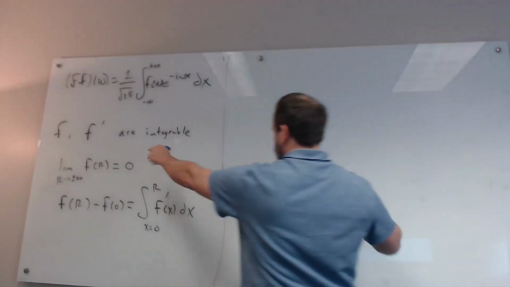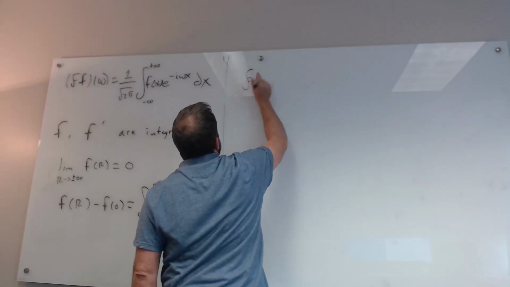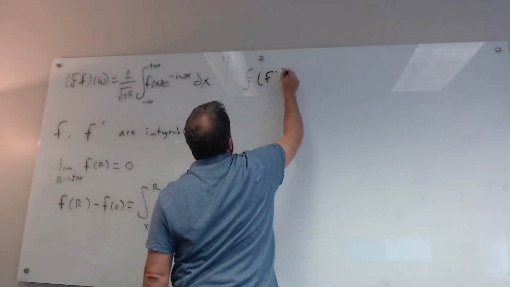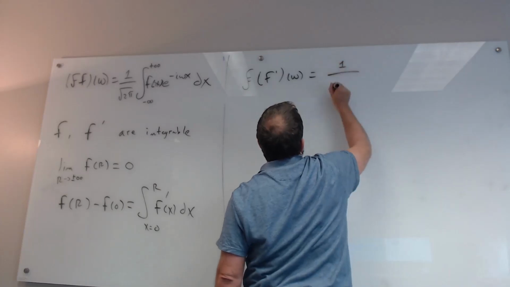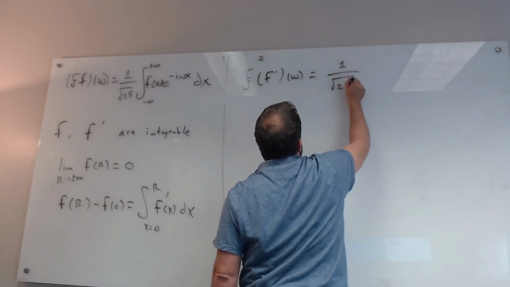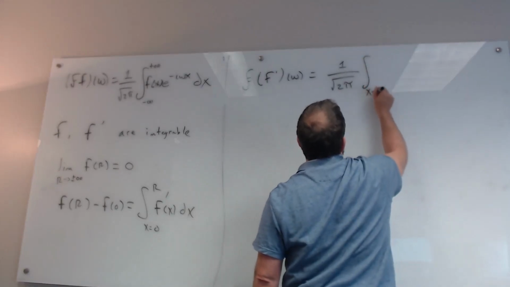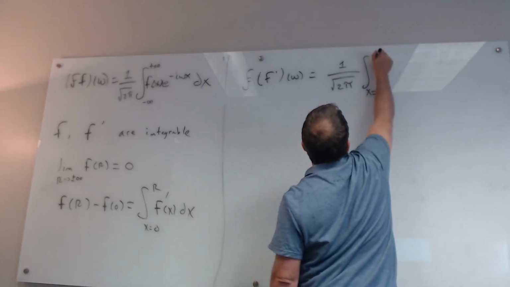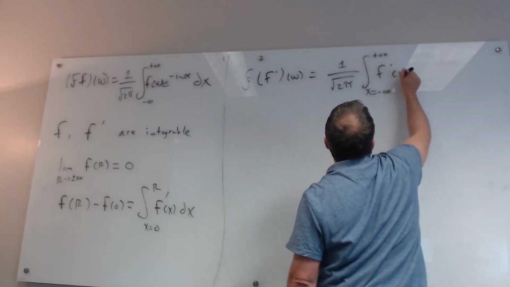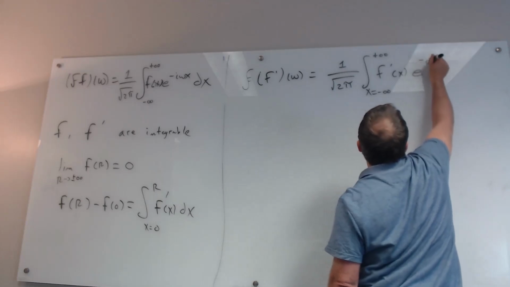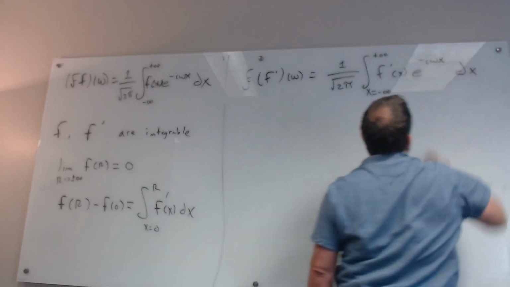Okay, but now I'm going to compute the Fourier transform of f prime, the Fourier transform of f prime at omega. My integral is going to be 1 over the square root of 2 pi times the integral from x equals minus infinity to positive infinity of f prime of x e to the minus i omega x dx.